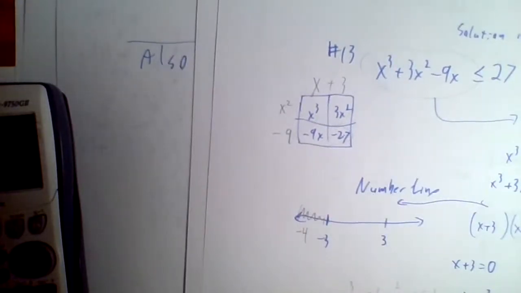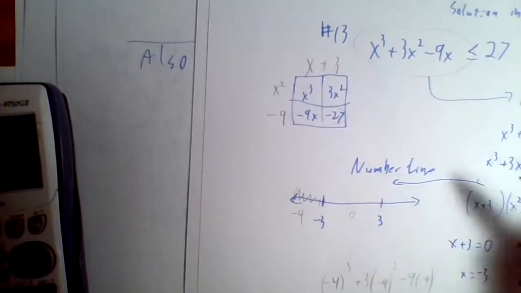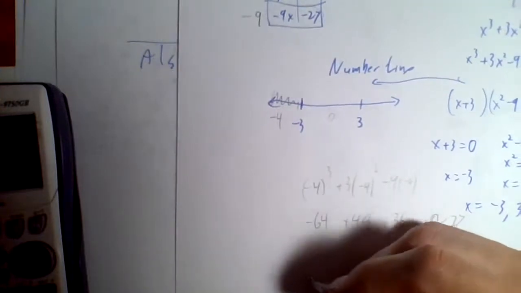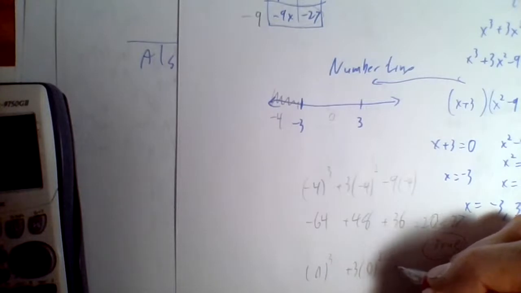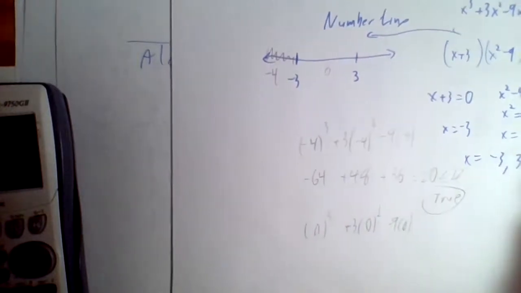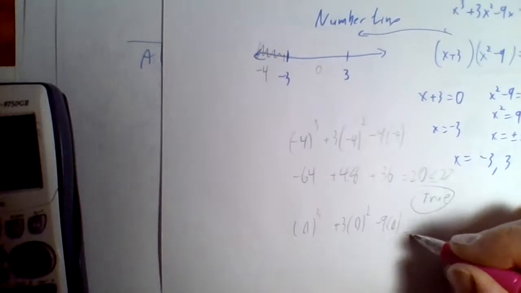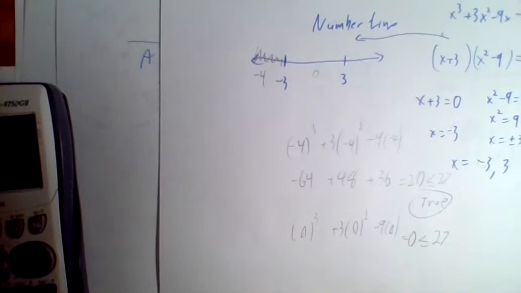And then let's see what happens in between here. So a different number somewhere in between negative 3 and 3. I can use 0. That's an easy number to do calculations with. So I plug 0 into that same process. And I'm going to see what happens with that. Well, it all comes out to 0. That's still less than or equal to 27, isn't it? So we're still true.